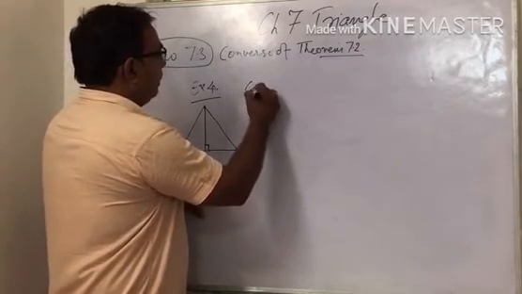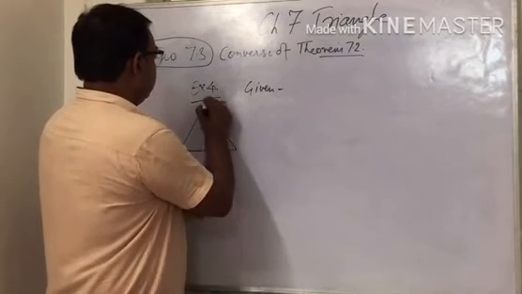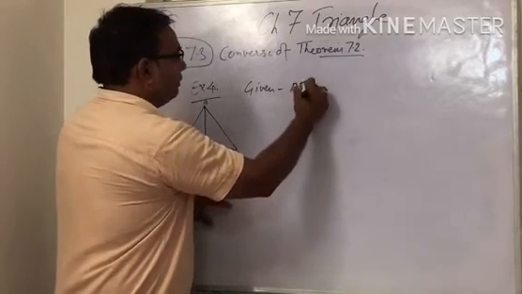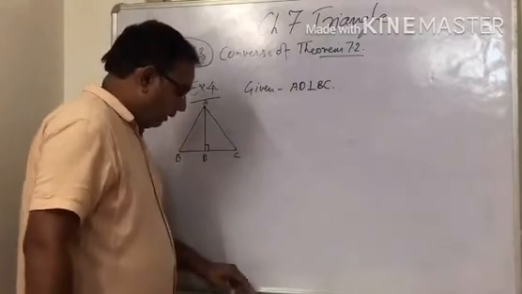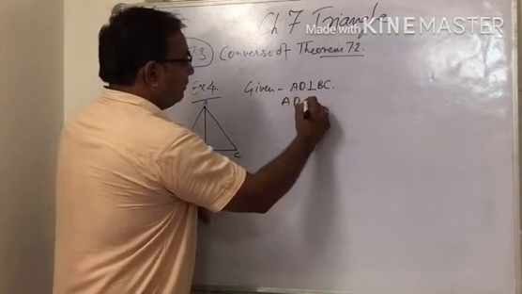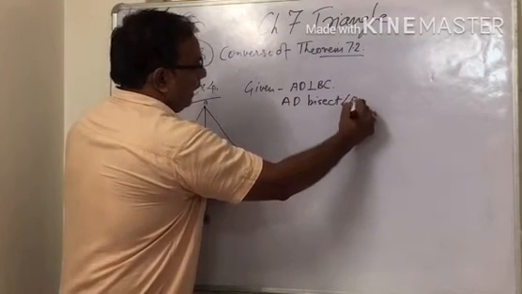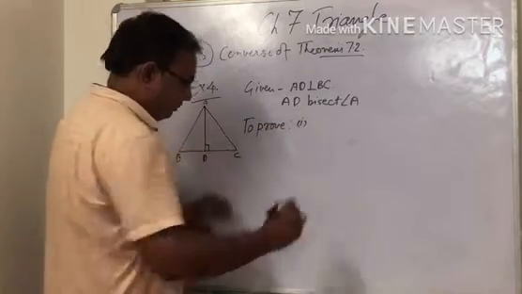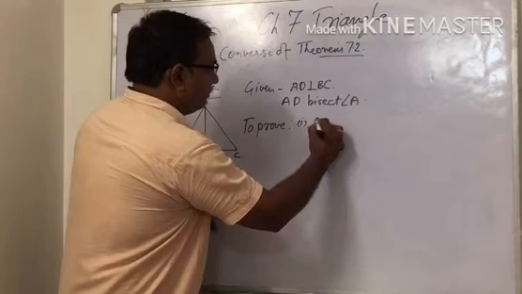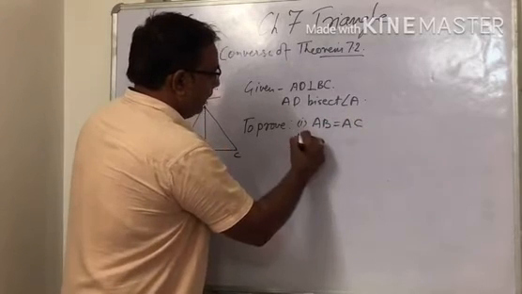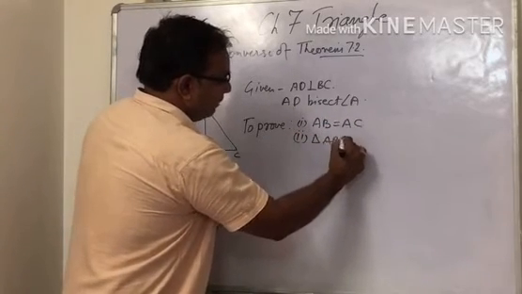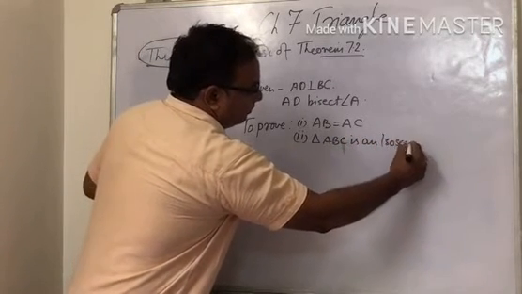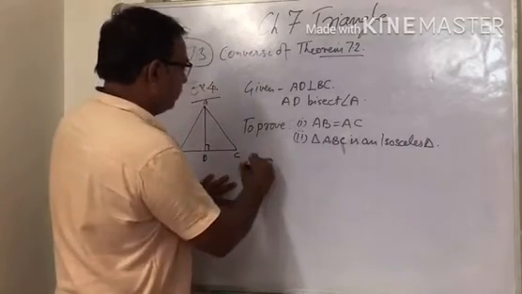Given is A, B, C and D. AD is perpendicular to BC. AD bisects angle A. So we have to prove, first, AB is equal to AC, then second, triangle ABC is an isosceles triangle. So now the proof starts.